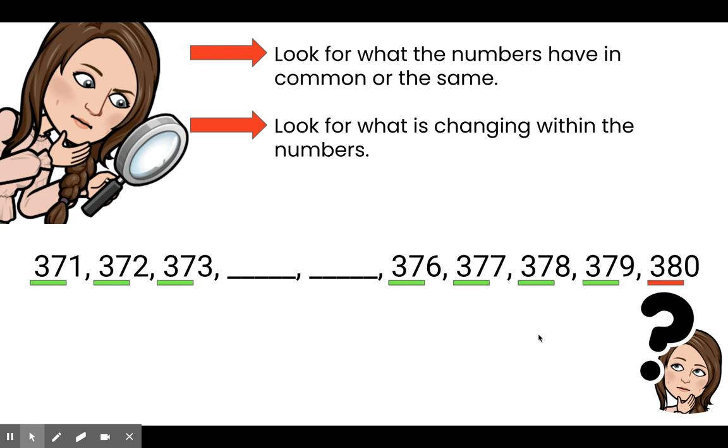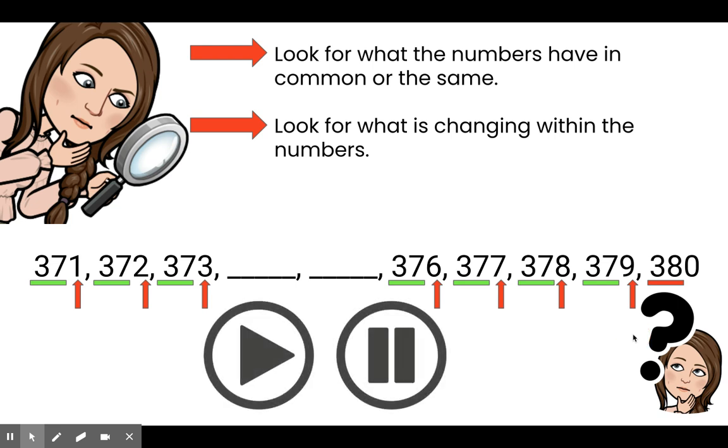Let me see what's changing and maybe this will make more sense. I'm looking at the ones place value and I notice that it is changing each time. I have 1 one here, 2 ones, 3 ones, my missing numbers, 6 ones, 7 ones, 8 ones, 9 ones. Oh, I know! Remember, when I get 10 ones, I can trade it for one of the next largest unit, which is another 10. That's how I now have 300s and 8 groups of 10, because here I had 7 groups of 10 and 9 ones. I must have gotten another 1 to trade for another group of 10. I think I recognize the pattern now.